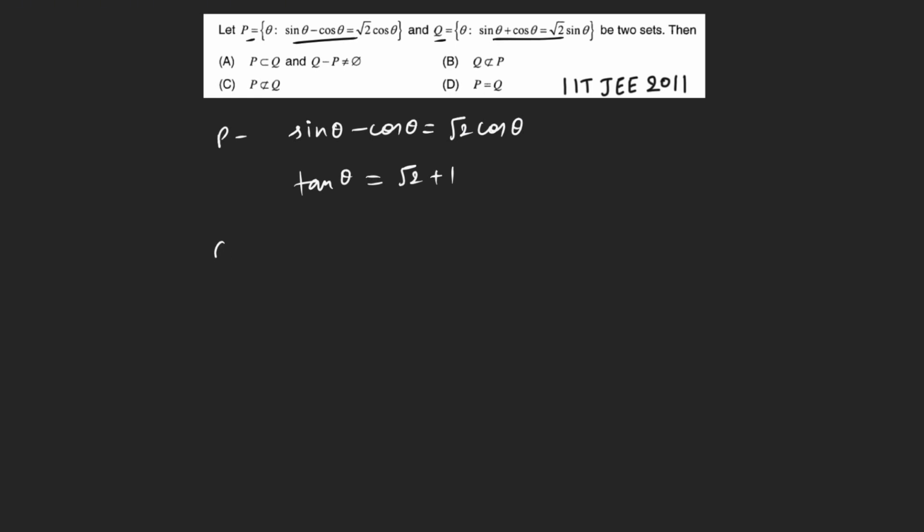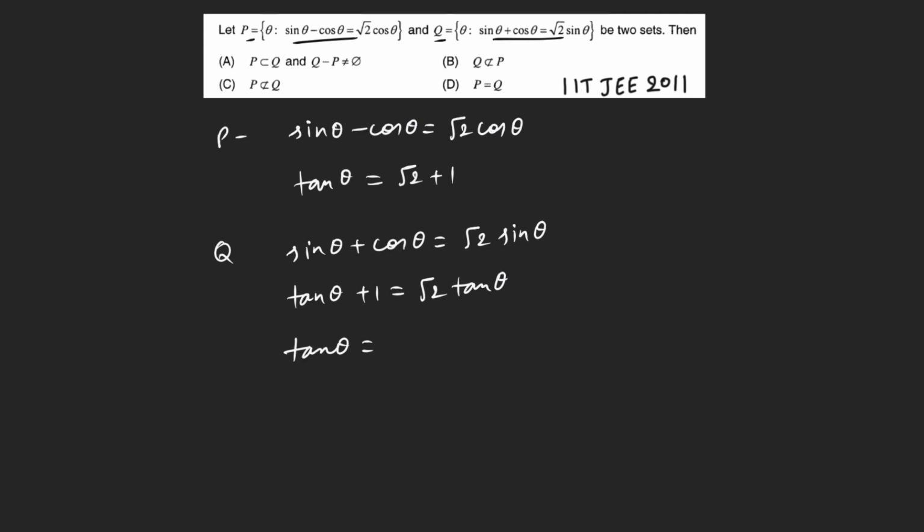Similarly, let's solve for set Q. The given equation is sine theta plus cos theta equals root 2 sine theta, and again we can divide by cos theta to have only tan theta. So we have tan theta plus 1 equals root 2 tan theta, and tan theta is equal to 1 upon 1 minus root 2.